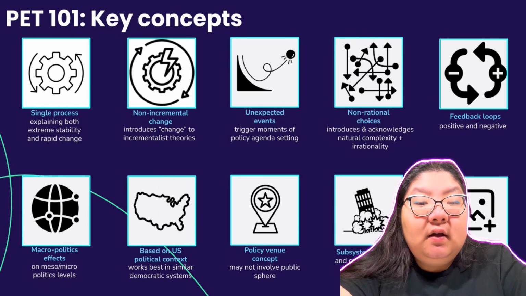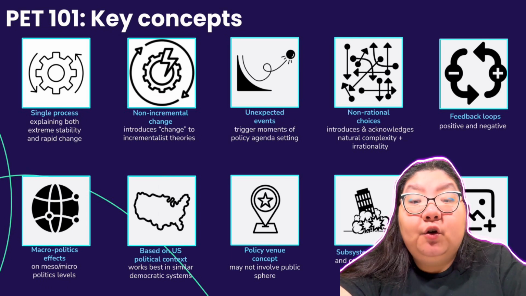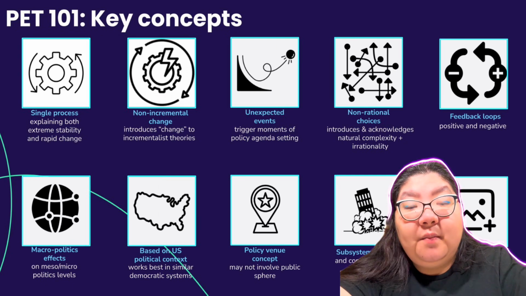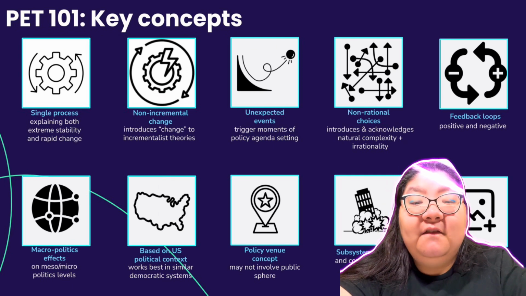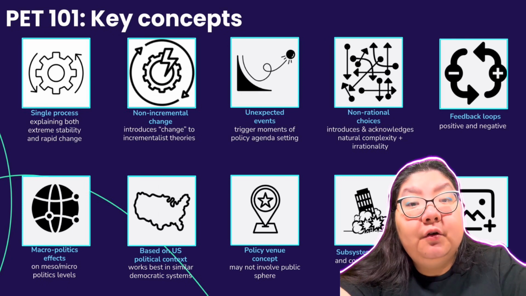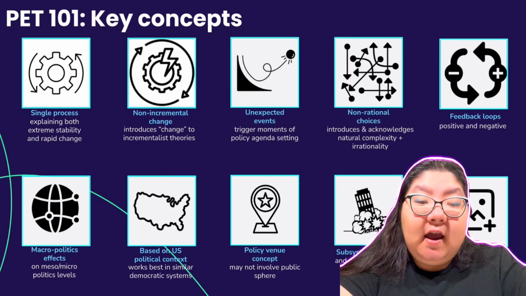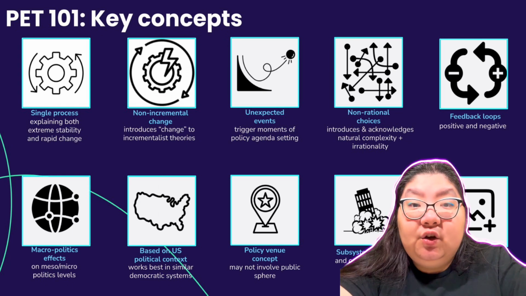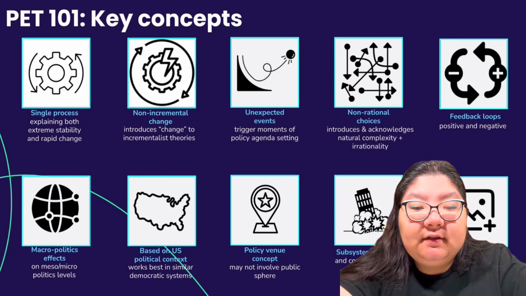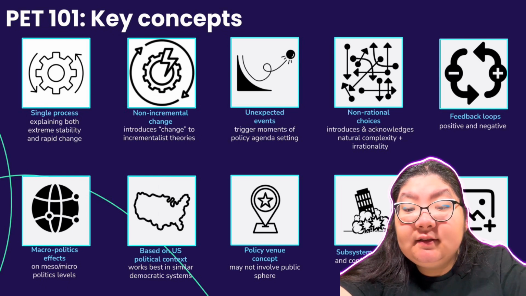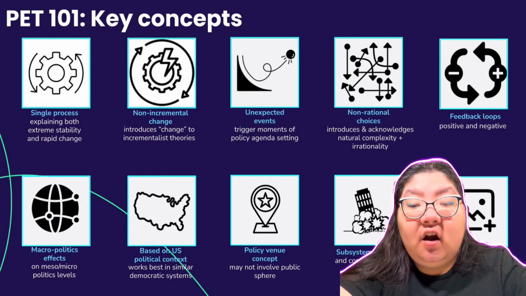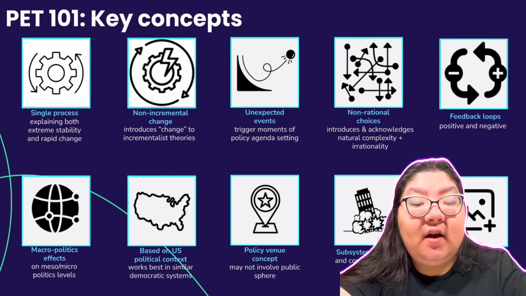The sixth key concept is macropolitics. So macropolitics is where punctuation typically occurs. The response can be very reactive and may overcorrect the problems. The next key concept is the US political context. So this theory is drawn from the US political context, and it has an inherent bias towards Western democratic systems.